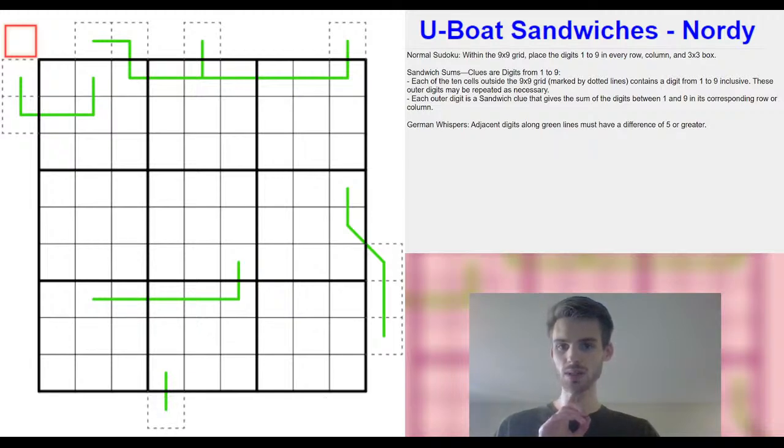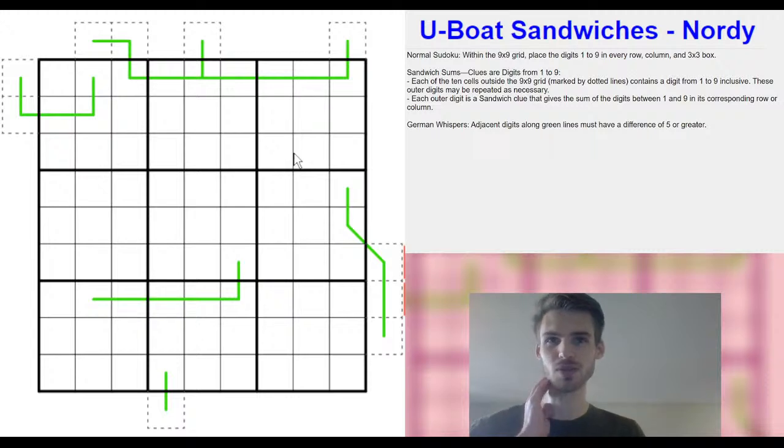So this one is a sandwich and German whisper with the German whispers going outside of the grid. So then the digits that are adjacent along the sandwich have to be 5 different, I guess, from the digits inside the grid, or even along the line.